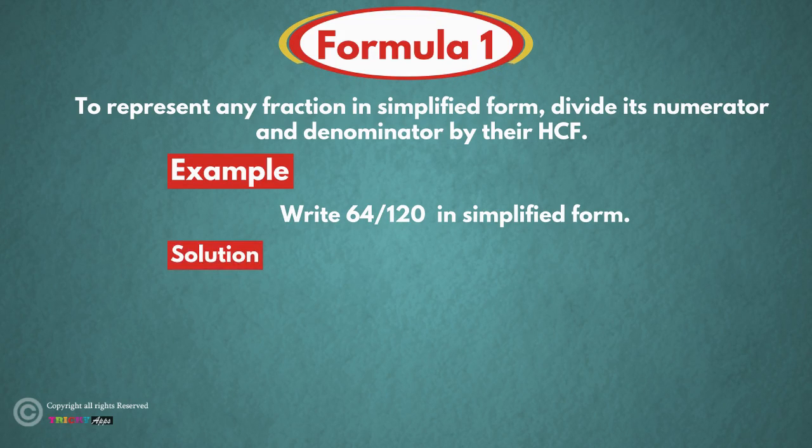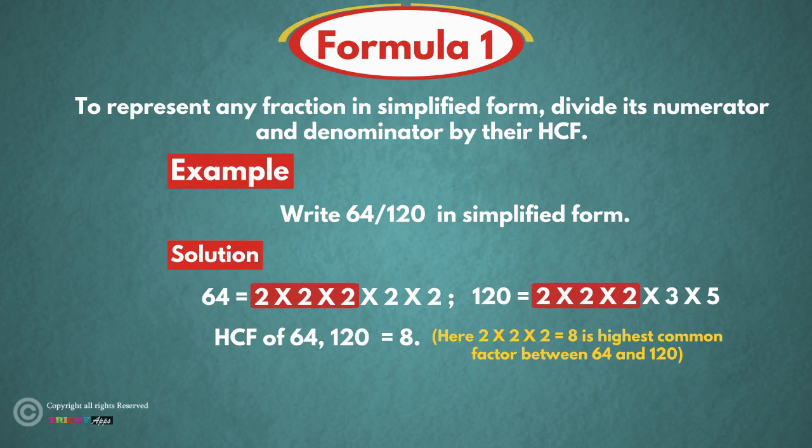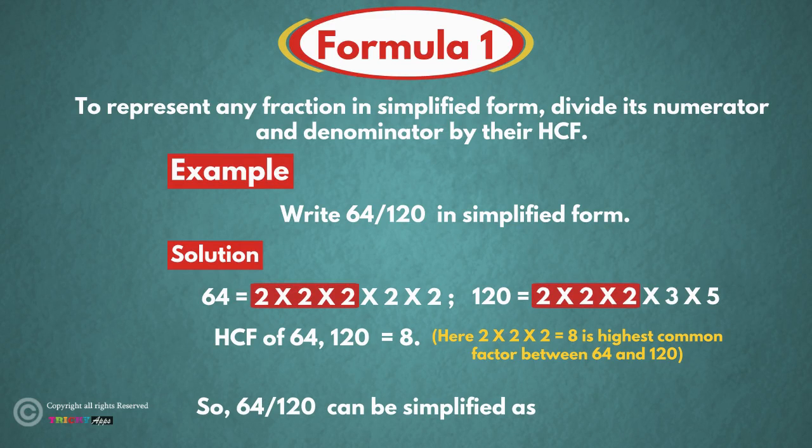Let us see the solution. 64 is equal to 2 into 2 into 2 into 2 into 2 into 2 and 120 is equal to 2 into 2 into 2 into 3 into 5. So, HCF of 64 and 120 is 8. So 64 by 120 can be simplified as 64 by 8 divided by 120 by 8, that is 8 by 15.